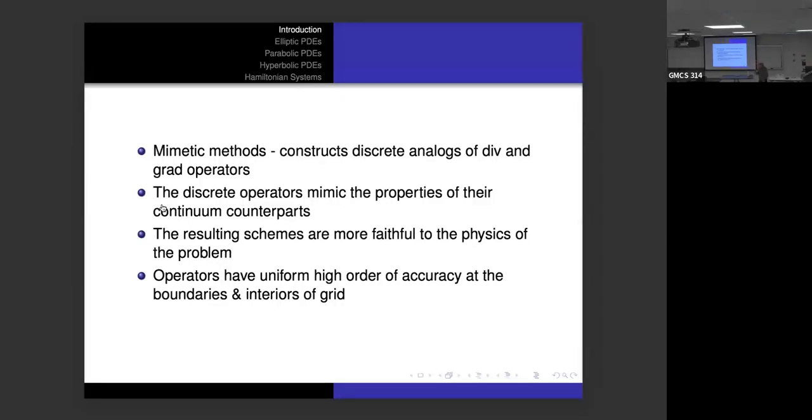However, our operators have uniform order of approximation in the boundary as well as in the interior, and there is no other method that has that. Of course, if Ricardo were here, he would start jumping up and say that he can do higher order in the boundary, but he has to do something else. We don't have to do anything. This is natural to the operator.